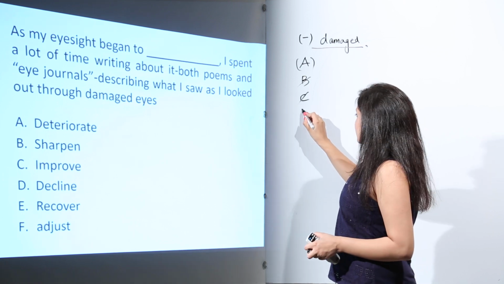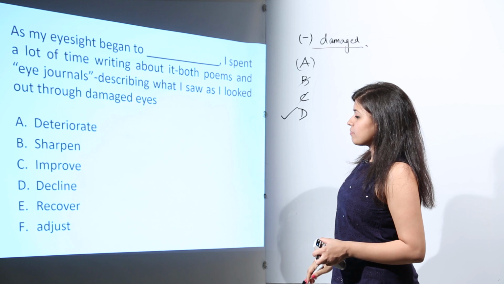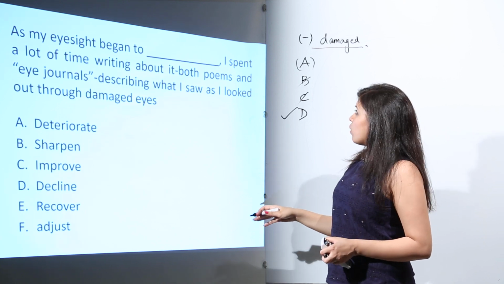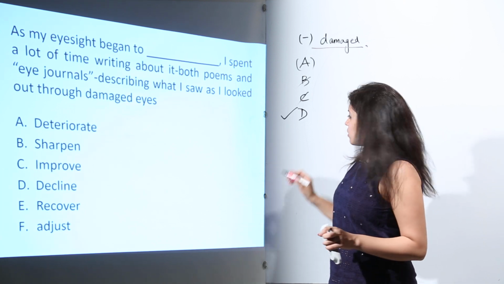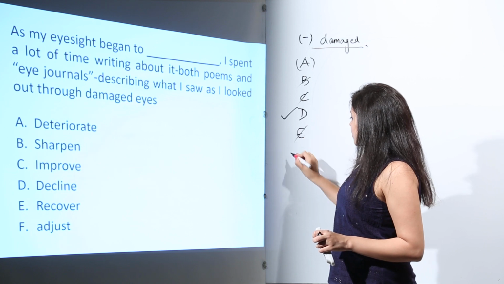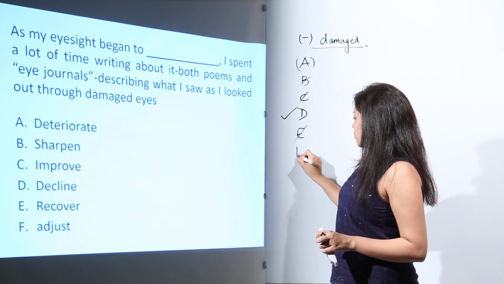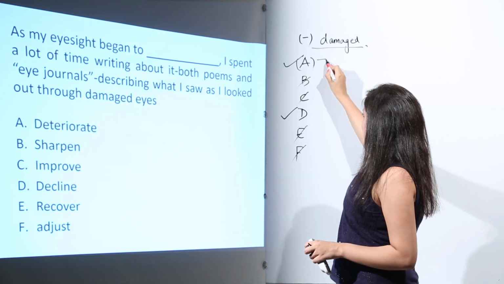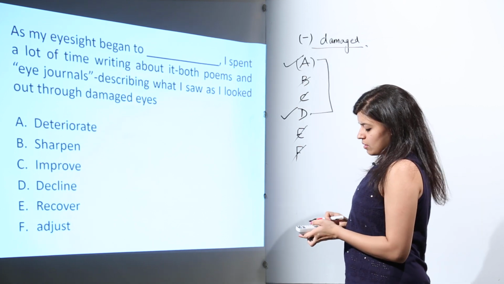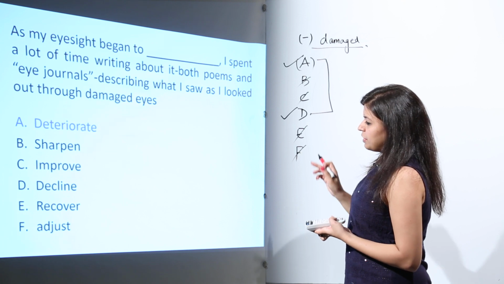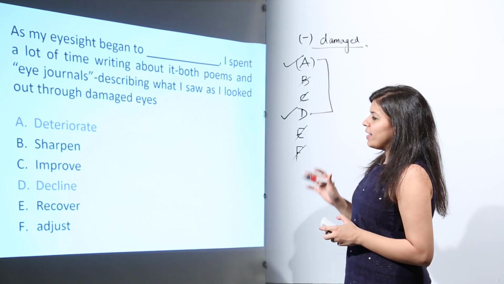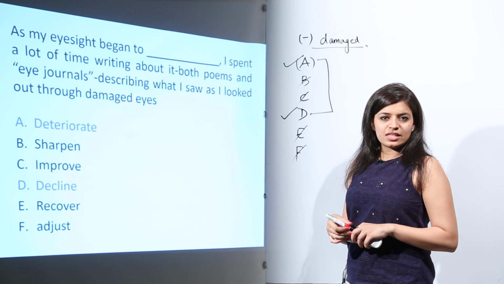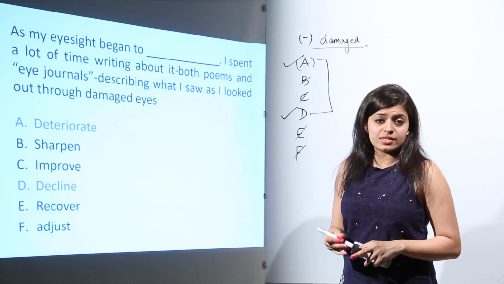Decline. Yes, decline can be an option. Recover. The eyes of the author are not recovering. So, we can cross out recover. Adjust. Adjust does not even fit anywhere into this. So, we can easily say that our options are A and D. Deteriorate and decline. Now let us put these 2 words into the sentence and see whether they actually independently fit in the sentence or not.